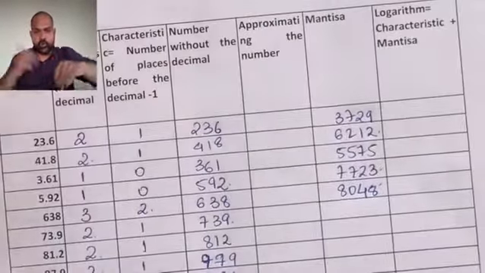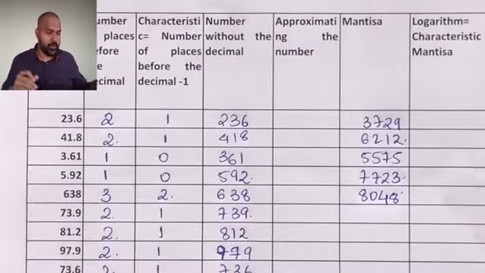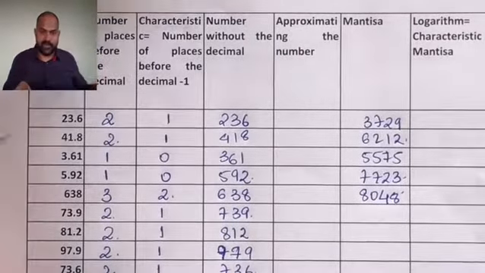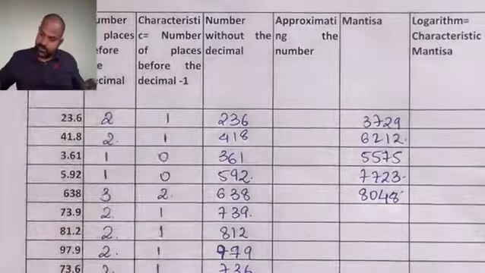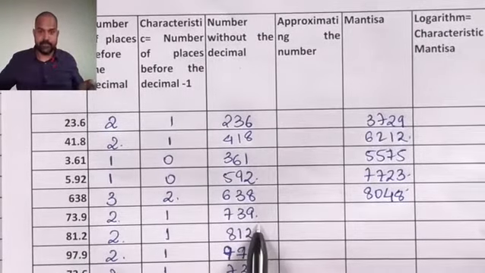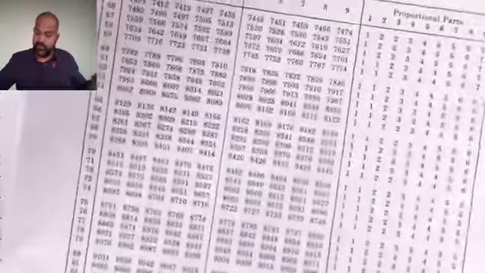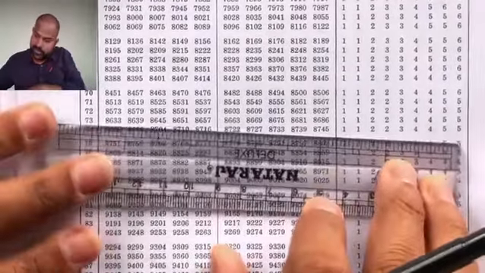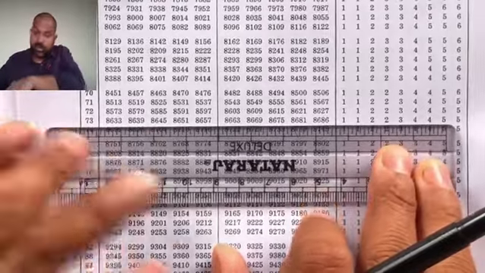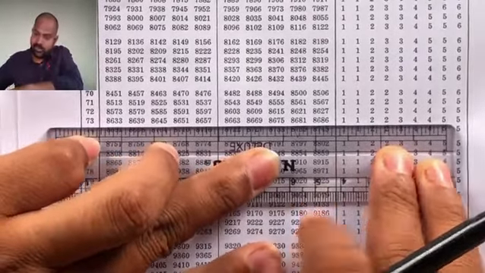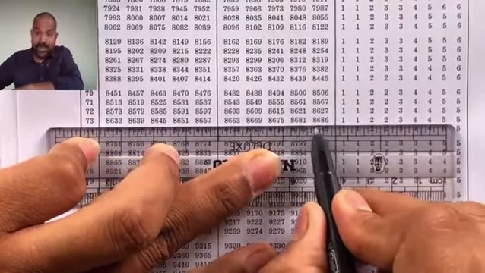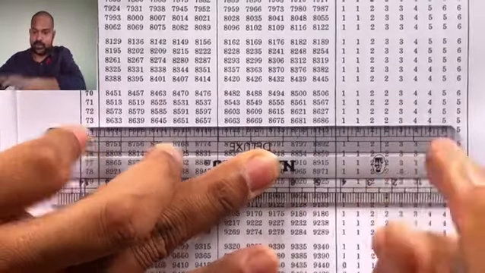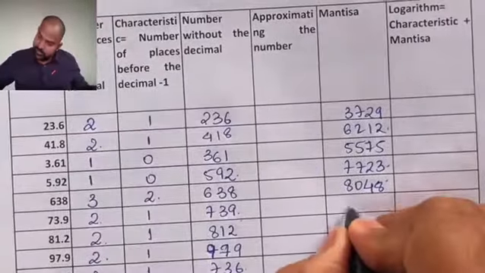Now I am not going to show it to you on both. I want you to do it yourself, and I am going to do it myself in my sheet. So the next is 739. 739 is under 73. I am looking for the 9th column. Under 73, the 9th column is going to be 8686. So write that down. 8686.